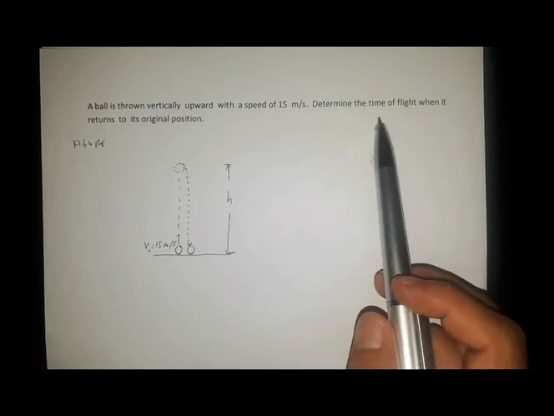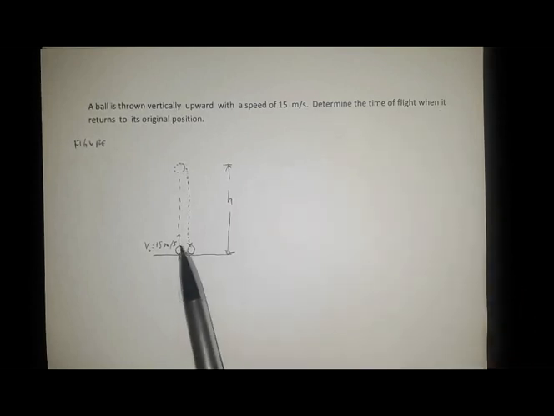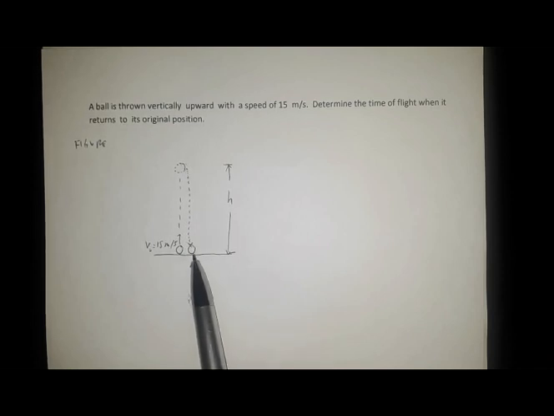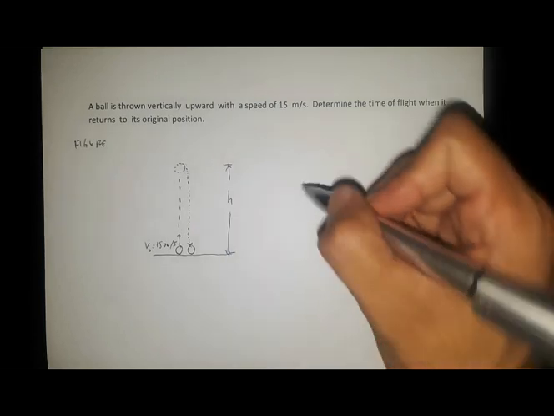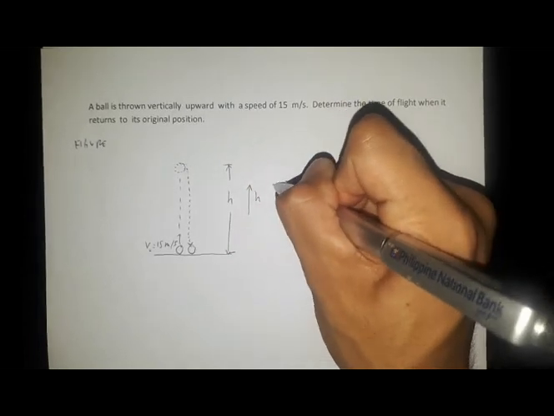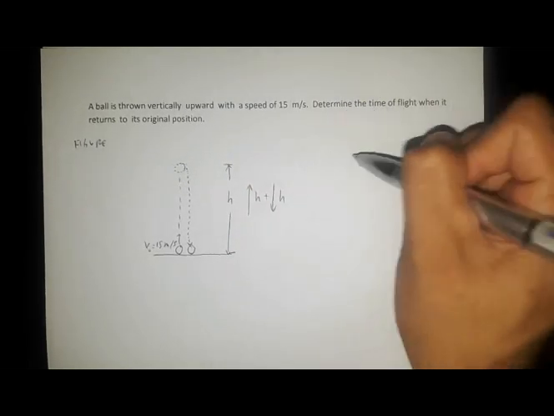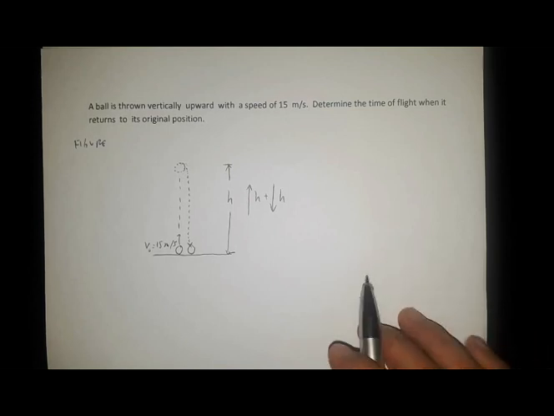So we are to solve for the time of flight from the start of its motion until it returns to its original position or to the ground. Therefore, the distance traveled is 2h, upward and downward. So that is the total distance traveled. Now, let's solve.